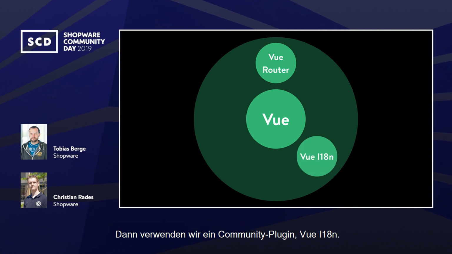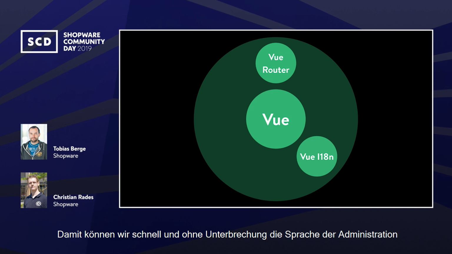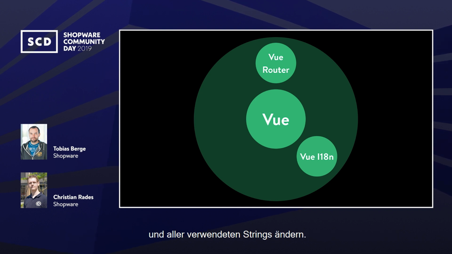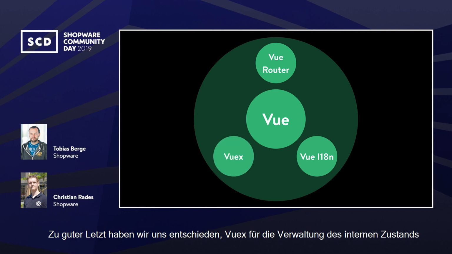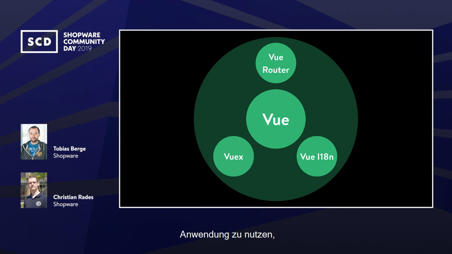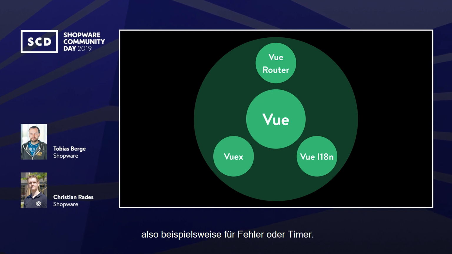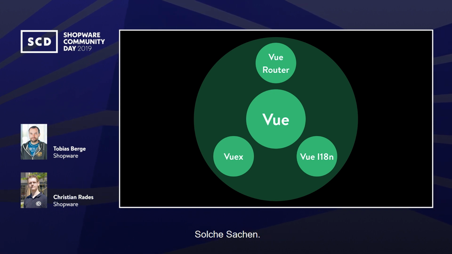Then, we're using a community plugin, Vue Internationalization. This enables us to quickly and without breaking any kind of flow, change the language of the administration and all the strings we're using there. And last but not least, we also chose to use Vuex to manage the internal state of the application. Basically things like errors and timers, stuff like that.